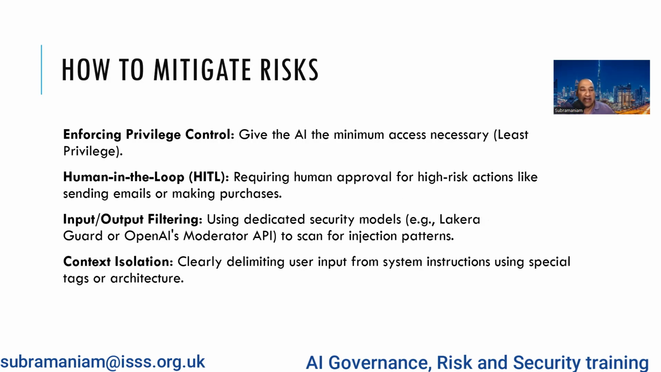Now, how to mitigate them? Enforcing privilege control. Resorting to the principles of least privilege and need to know, you can thwart this attack to an extent. Human in the loop before the decision actually goes to the end user. You can have a control, especially when harmful content is being generated. You need to have an agency to control the output before it reaches the user.